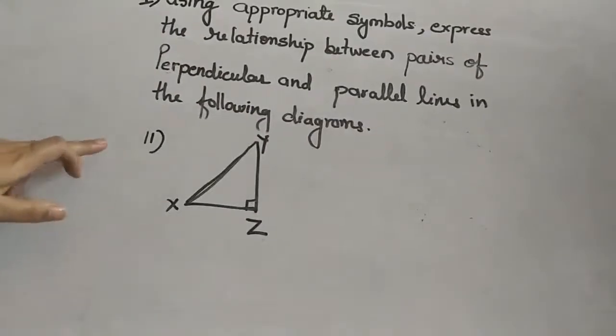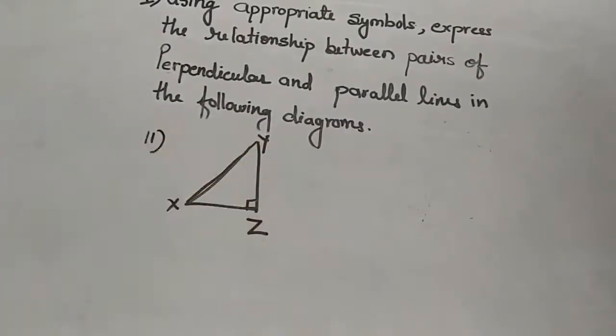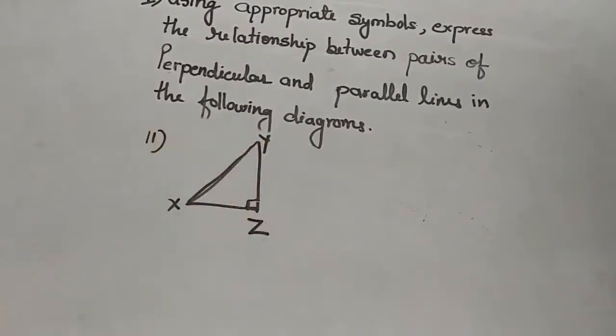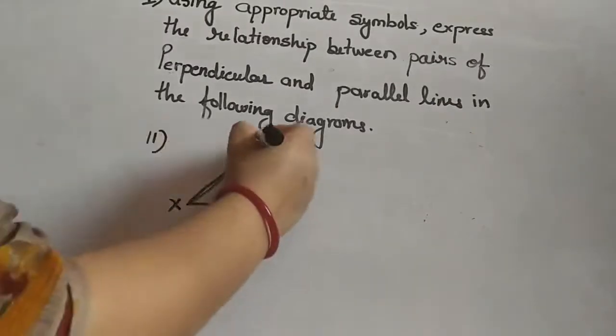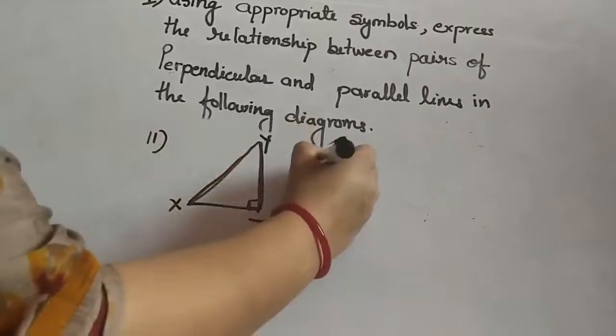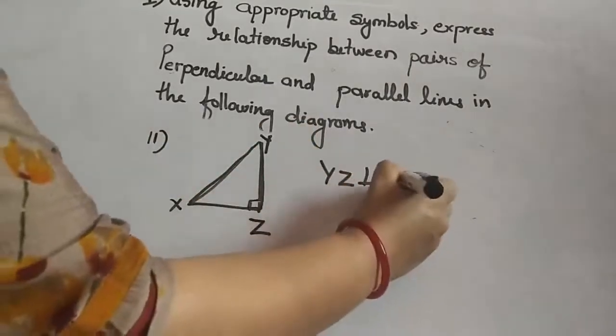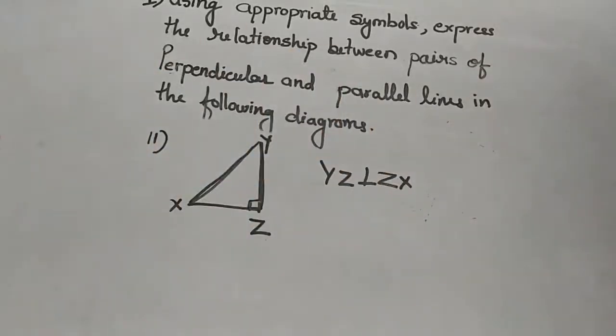Second example, triangle XYZ, which is a right angle triangle. One angle is a right angle in this. So in this, line segment YZ is perpendicular to ZX, and there is no pair of parallel lines.